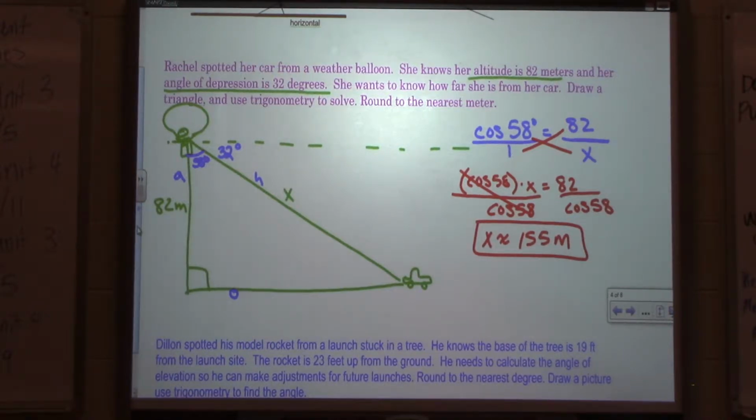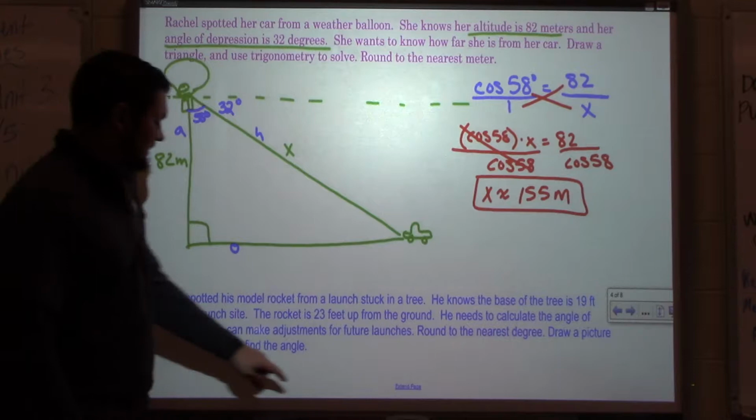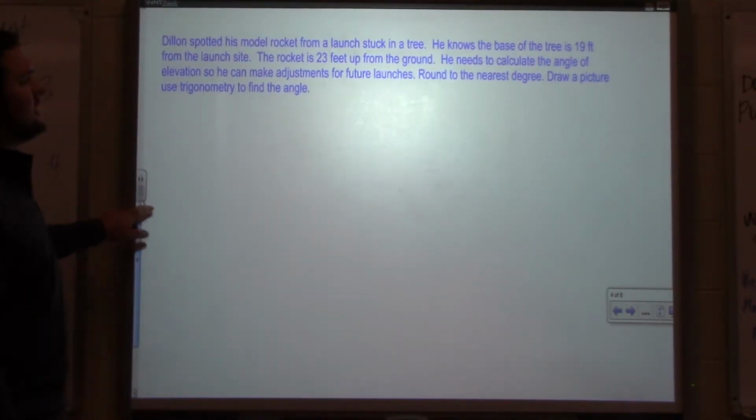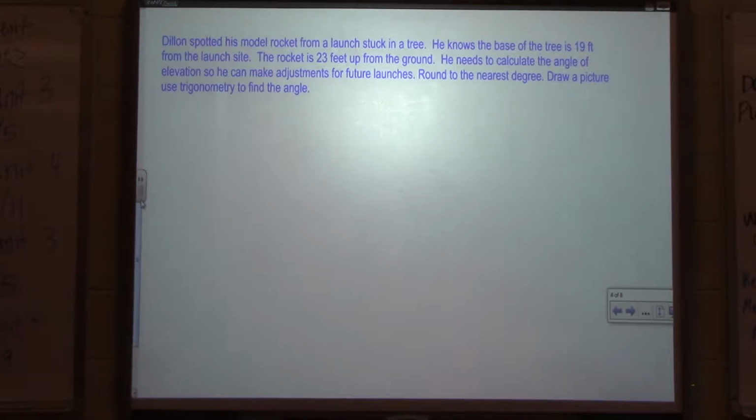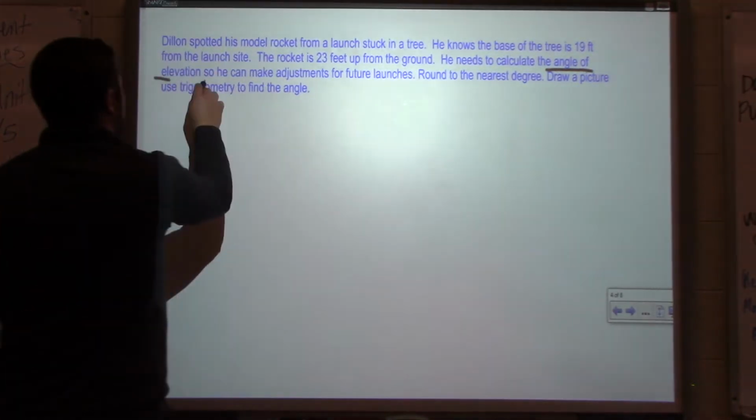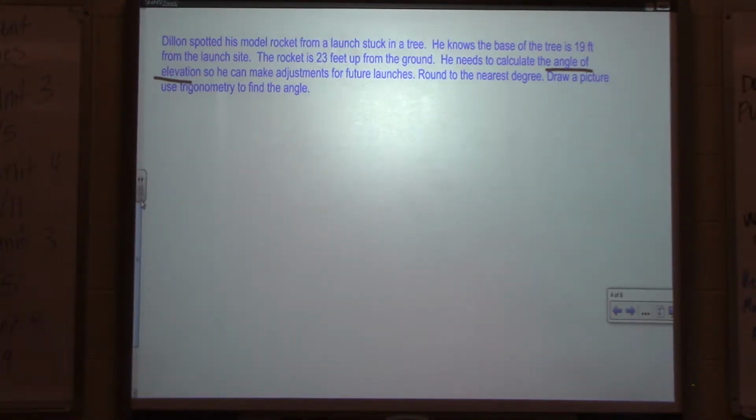Okay, let's try another one. Dylan spotted his model rocket from a launch stuck in a tree. He knows the base of the tree is 19 feet from the launch site. The rocket is 23 feet up from the ground. He wants to calculate the angle of elevation so he can make an adjustment. So we know we're using angle of elevation. Round to the nearest degree, draw a picture, using trig to find the angle.